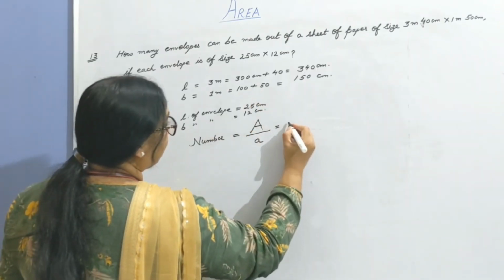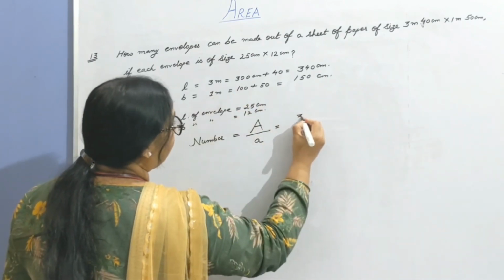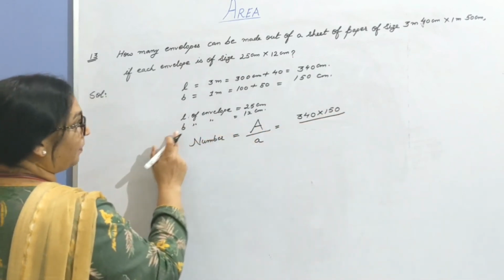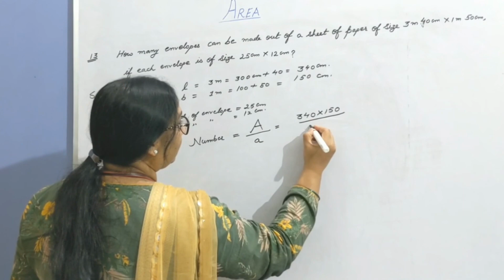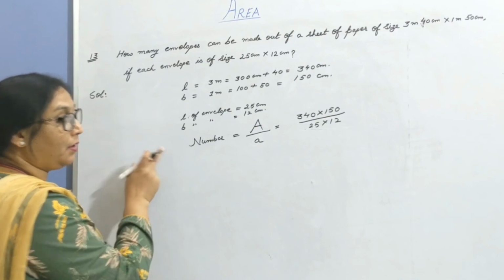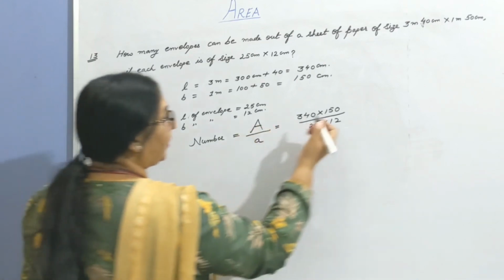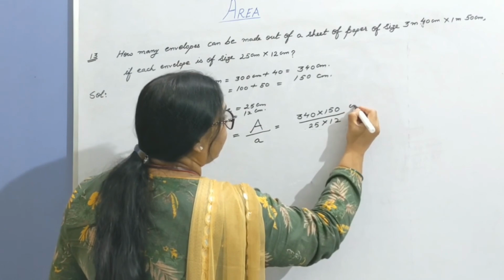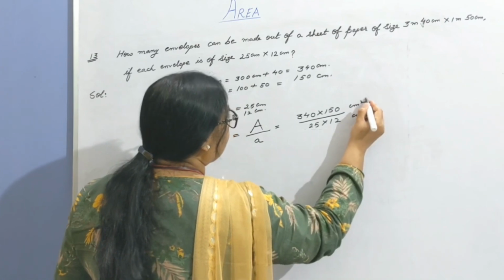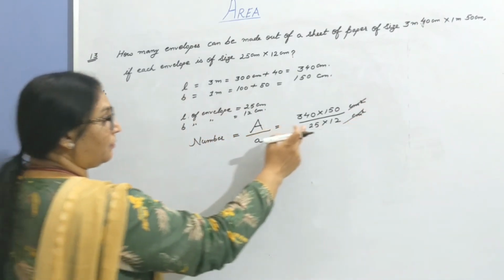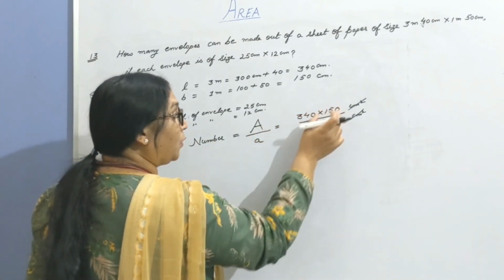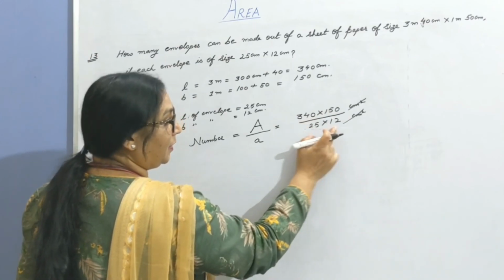Area of the sheet is length into breadth, that is 340 into 150. Area of one envelope equals to, again length into breadth, 25 into 12. As you are calculating number, it has no units, or you can say the area of the sheet will be in centimeter square, area of envelope will also come in centimeter square. So these two units are cancelled. So let's simplify it. No need to find the product. Whenever such question comes, just put the values in the formula, length into breadth, length into breadth.